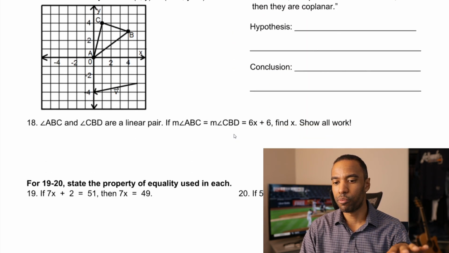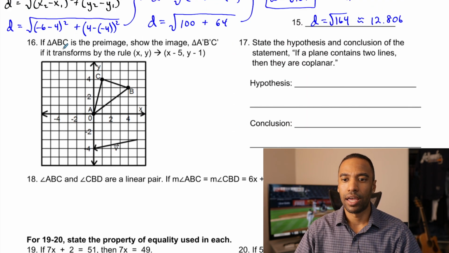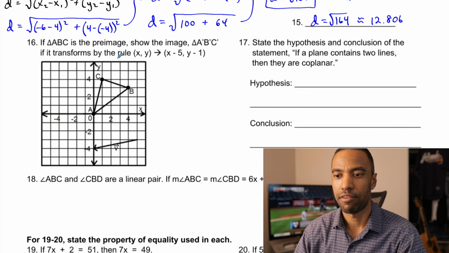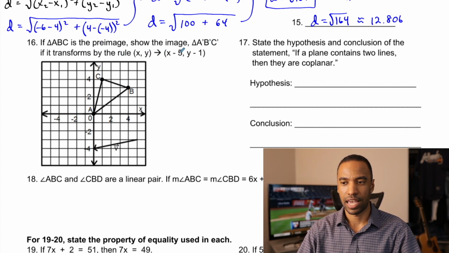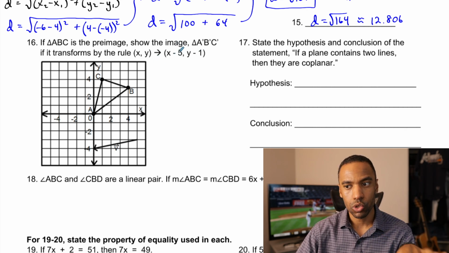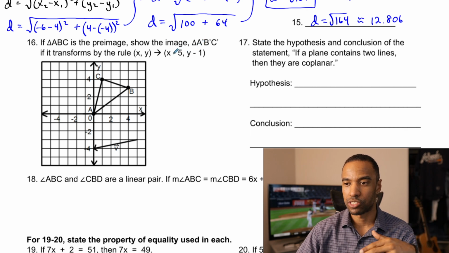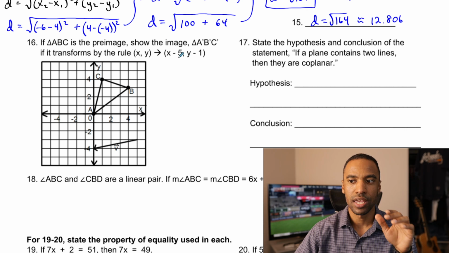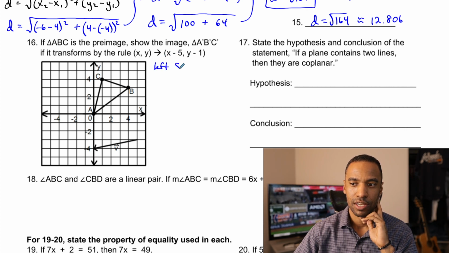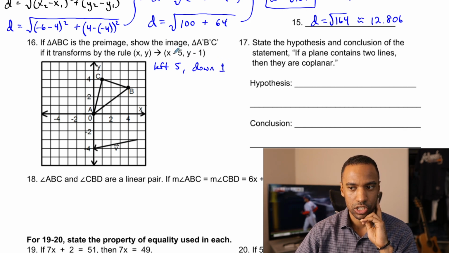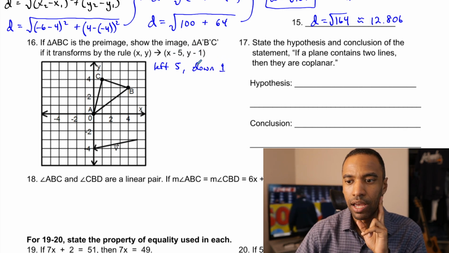All right, I've got just a few more questions left. These will actually go kind of quickly. Number 16: if triangle ABC is the pre-image, show the image A prime, B prime, C prime, if it transforms by the rule (x, y) to (x minus 5, y minus 1). I know there's a rule in place here, but if you remember last time, guys, we can apply the rule in such a way that we don't have to mathematically write out the vertices if you know that this means left 5 and down 1. Because of the subtractions, it's left for x and down for y.